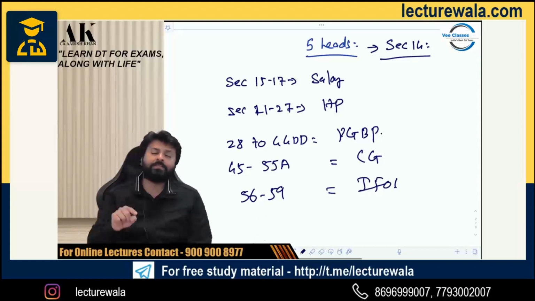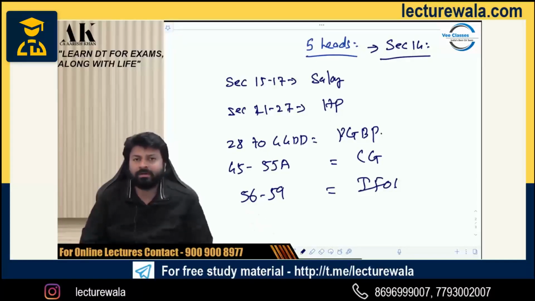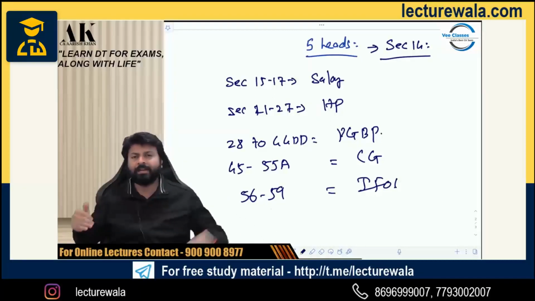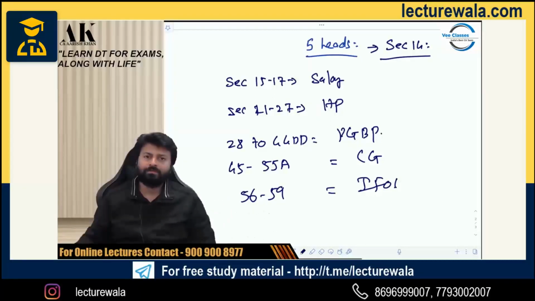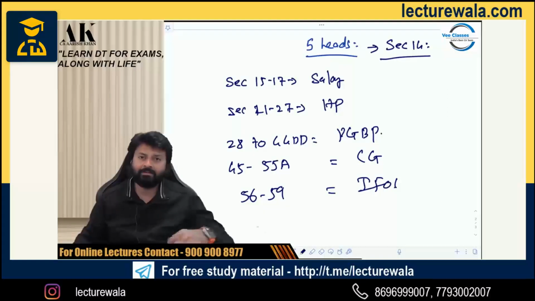And where is it written? It is written in section 14, that income will be divided into 5 heads. And then starts section 15, and then it ends with what? Section 59. Okay.